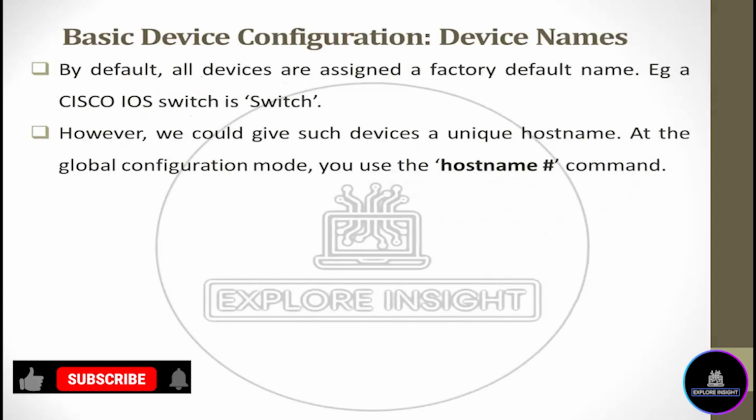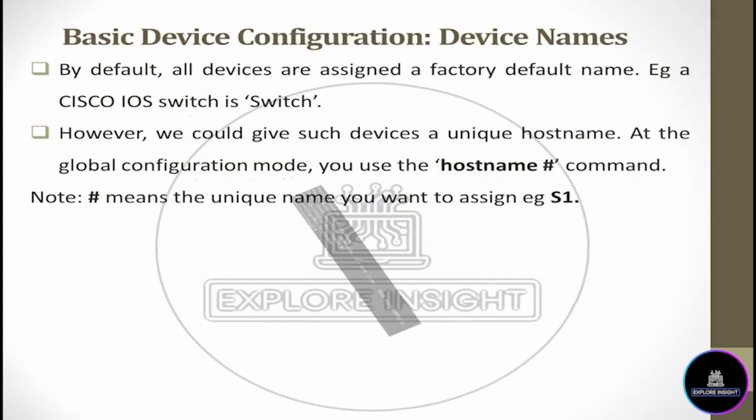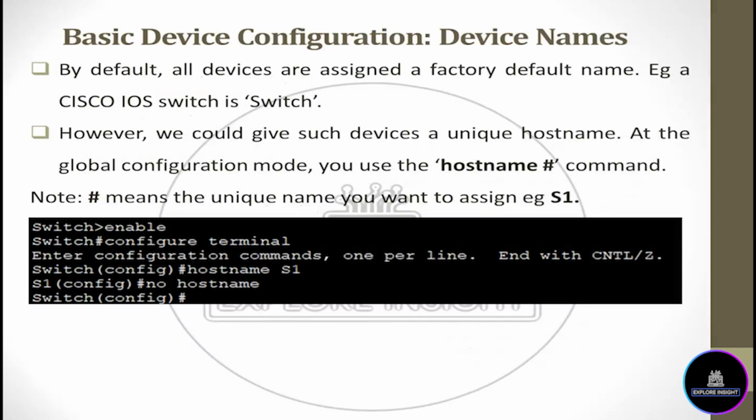So that is okay. But how do we do that when we're working in Cisco Packet Tracer? All we need to do is to use the command which I call hostname space hash. This hash symbolizes what unique name you want to give. So at this point, I can replace this hash with S1. Now take a picture of this to quickly understand what I mean.